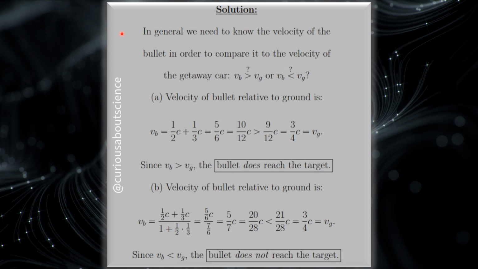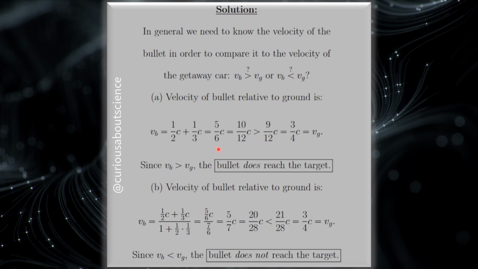If the velocity of the bullet is less than the velocity of the getaway car, then we don't. Pretty simple. So let's go to part A and add these via Galileo's relationship. We were told that the cop car was traveling at 1/2 the speed of light, and the gun shoots off its bullet with a muzzle velocity of 1/3 the speed of light. Add these two together, straight add, and we end up with 5/6c.